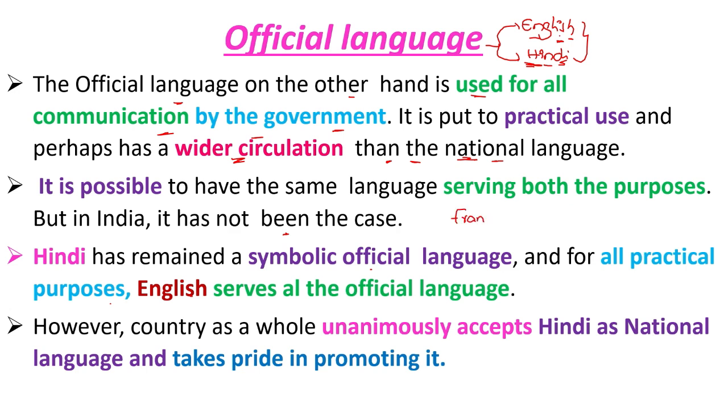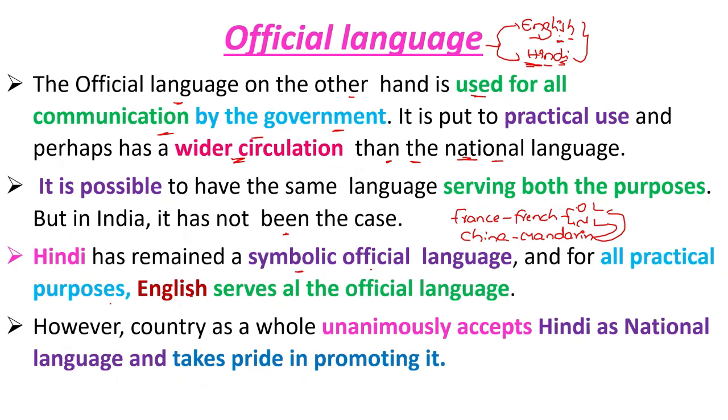Just now I said France. France, what they do, they use the French language for official as well as national language. And even in China also, same thing. China also, they use the language called Mandarin. So the Mandarin language is used for two purposes, national language as well as official language. But in India, it is different. National language is Hindi and official language is both English as well as Hindi.